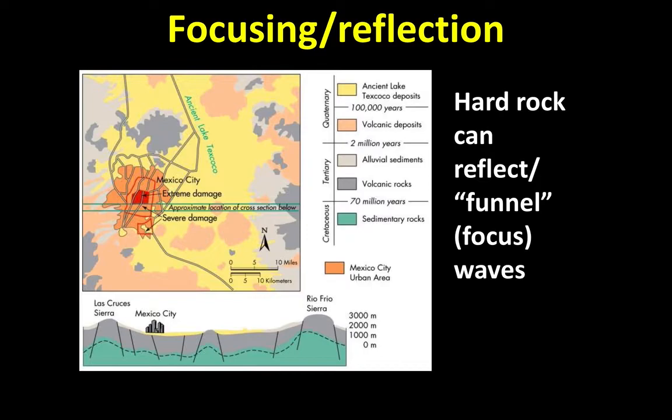Here's an example of Mexico City. Mexico City is built in the bed of an old lake. And that bed of the old lake was created by these faults, these are normal faults, these all came down here. And it created a depression. This is all hard igneous rock underneath. Hard igneous rock, with faults here that created an ancient depression, two of them actually.